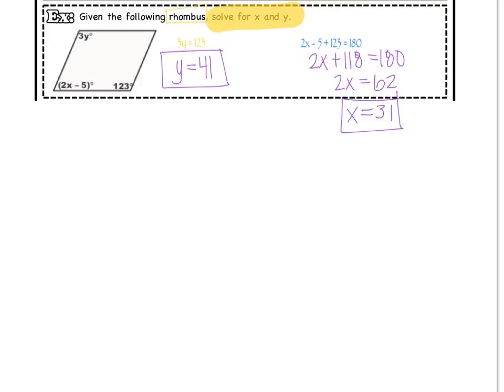So I got that y is 41 and x is 31, and my final question is, did I solve for my task? It was to find x and y, so yes I did.